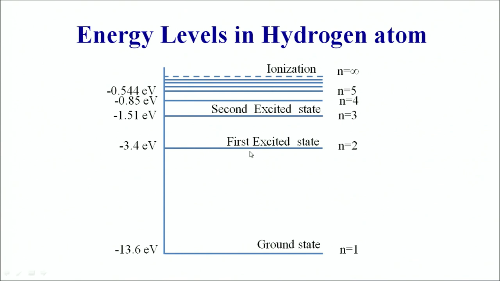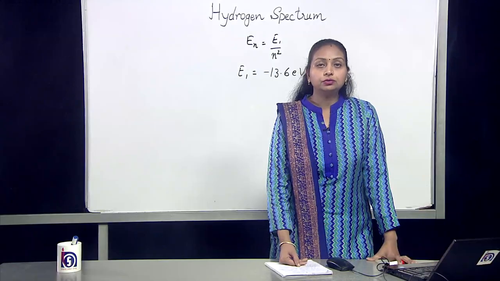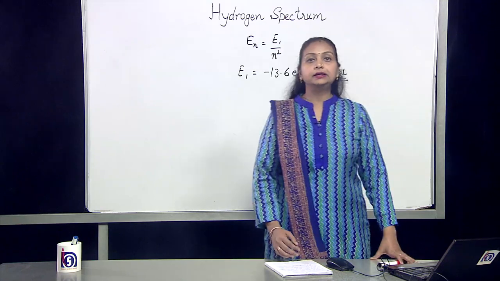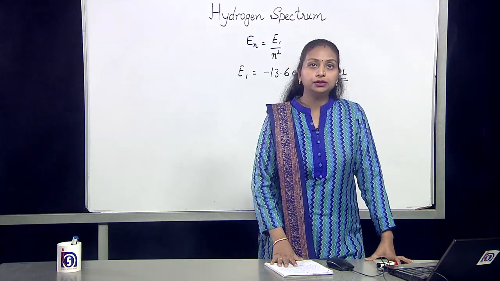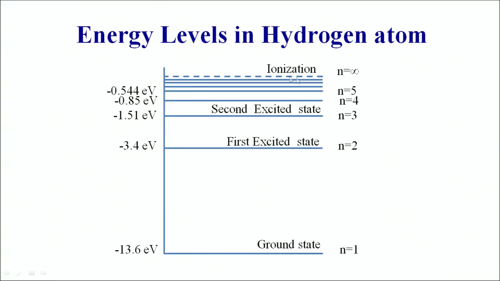For the first excited state, n is equal to 2, and the corresponding energy is minus 3.4 electron volt. For the second excited state, n equals 3, and the energy is minus 1.51 electron volt. As we go to the higher excited states, the energy decreases with respect to n square. Here, the minus sign represents that the electron is bound to the nucleus. For n equal to infinity, it is written as ionization, that is, the corresponding energy is 0 and the electron is no more bound to the nucleus.